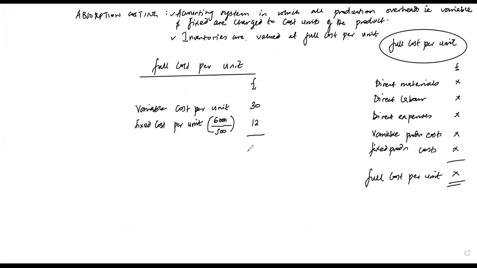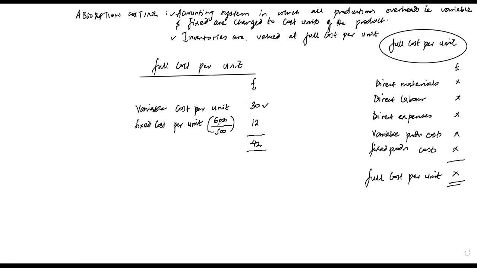So we get our 30 plus 12, and this gives us 42. So this 42 is our full cost per unit, and this is what we are going to use under absorption costing. We get the variable cost per unit. This was given in the question. Sometimes they will give you direct materials, labor, expenses, variable production cost per unit. You just add and get your variable cost per unit. But in this question, we already have a 30. So it was just a matter of adding the fixed cost per unit to come up with your full cost per unit under absorption costing.